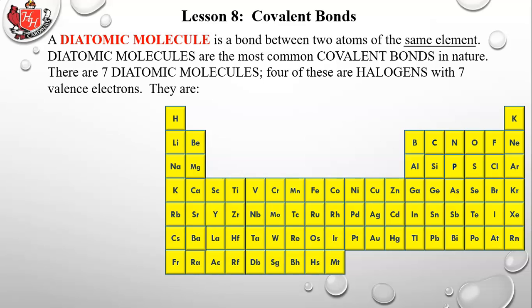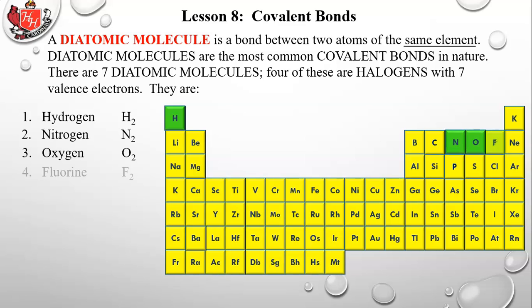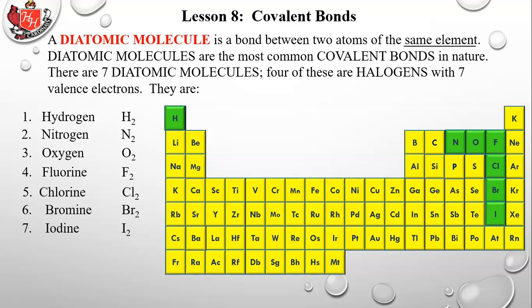4 of these are halogens with 7 valence electrons, and here they are. So hydrogen is a diatomic molecule, so is nitrogen, oxygen, fluorine, and then you go down the halogens: chlorine, bromine, iodine. So you'll notice that those nonmetals over there on the right, they form the number 7. So that's how you can remember there's 7 of them, but there's only 6 elements there, so the 7th one is hydrogen over on the left side.